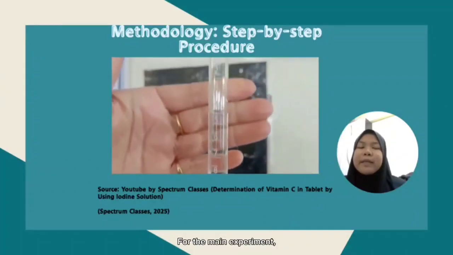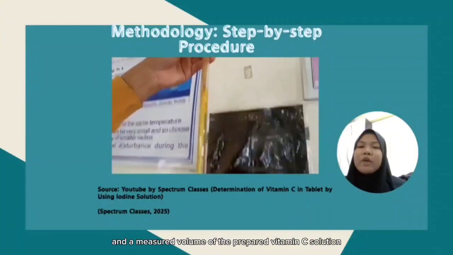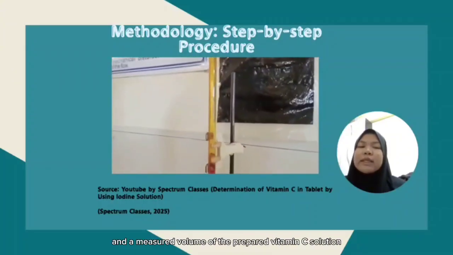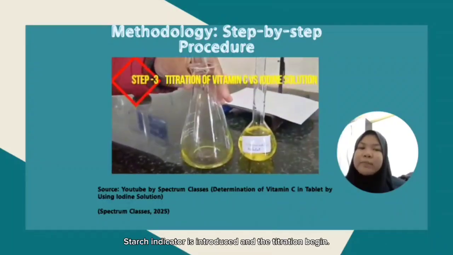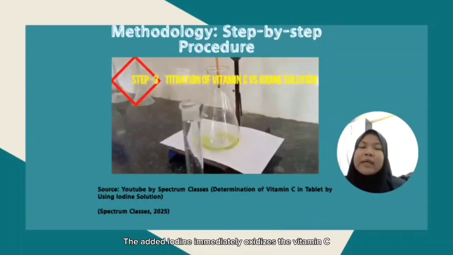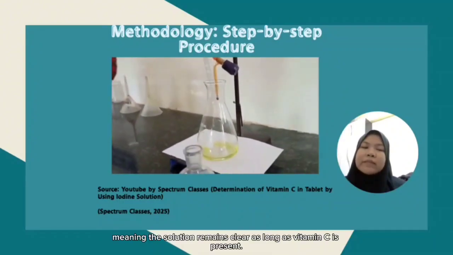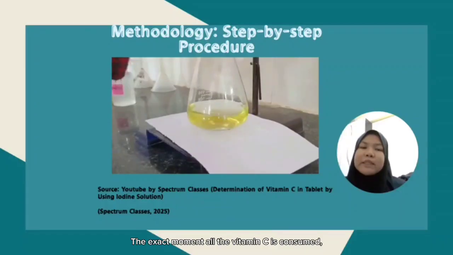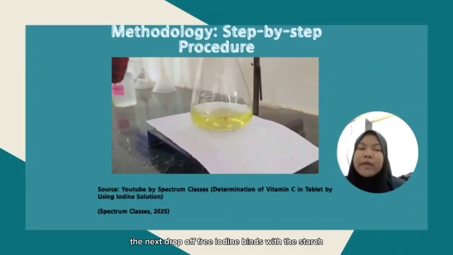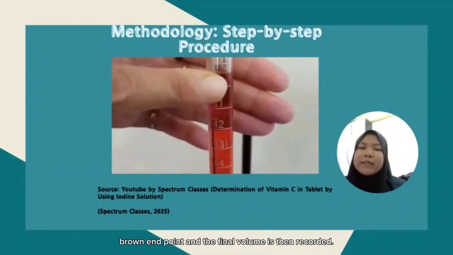For the main experiment, the burette is filled with the standardized iodine solution and a measured volume of the prepared vitamin C solution is added to a clean flask. Starch indicator is introduced and the titration begins. The added iodine immediately oxidizes the vitamin C, meaning the solution remains clear as long as vitamin C is present. The exact moment all the vitamin C is consumed, the next drop of free iodine binds with the starch, creating a permanent blue-brown endpoint, and the final volume is then recorded.